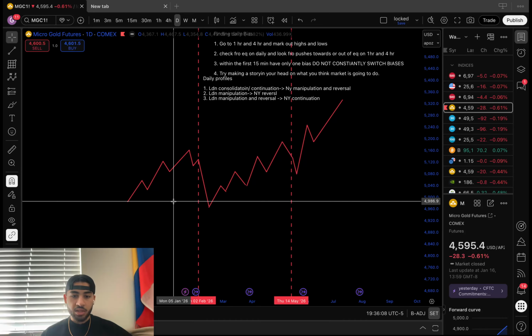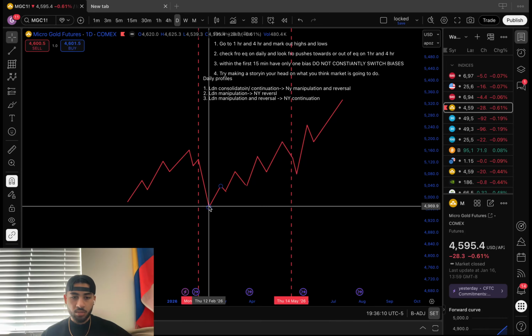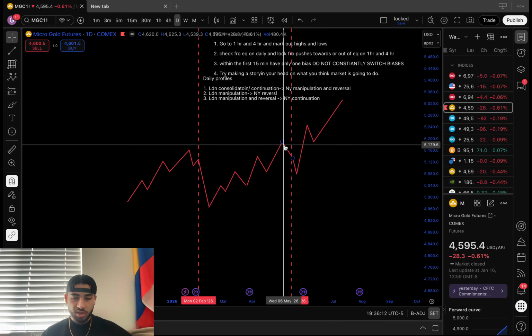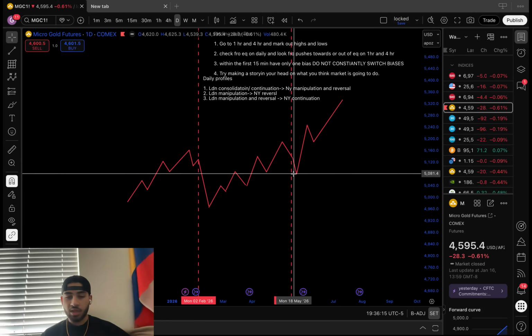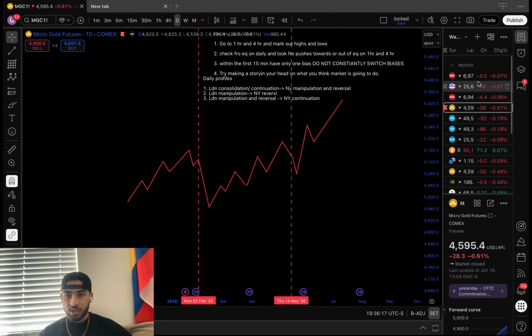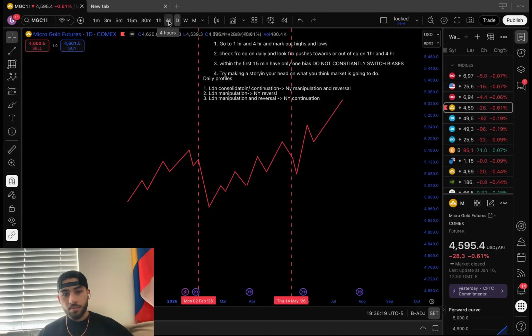So it would be London sweeps Asia low or high, and then we reverse the trend, and then New York we open, manipulate, new money comes into the market, and then we would keep continuing the trend upward or downward.